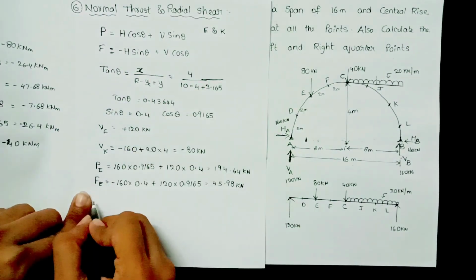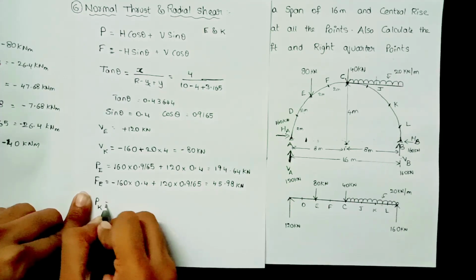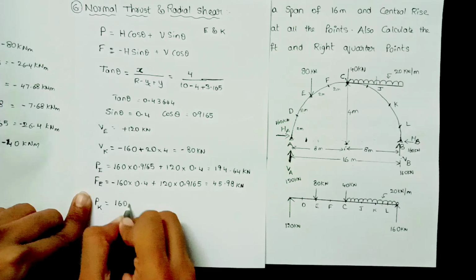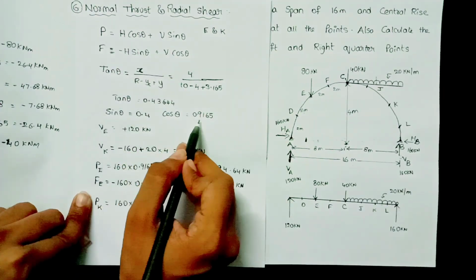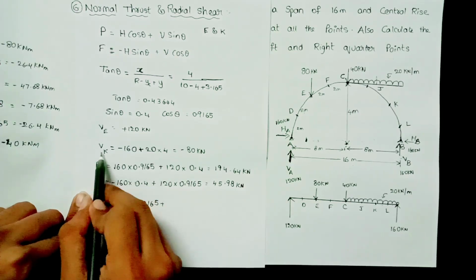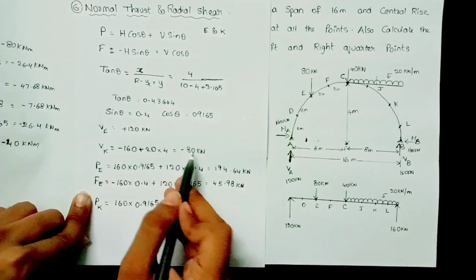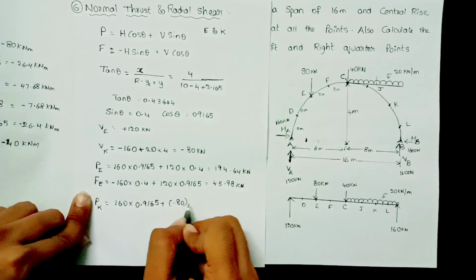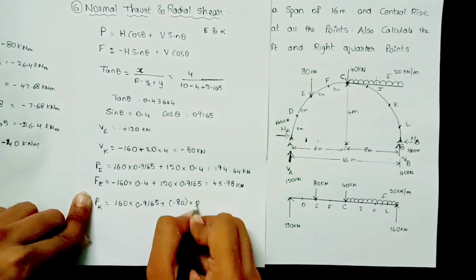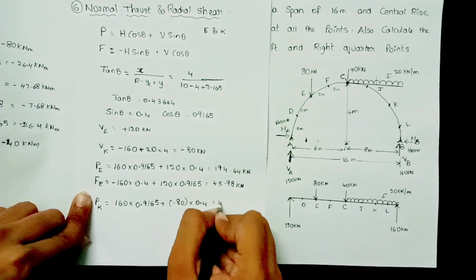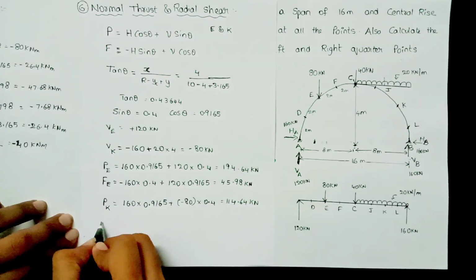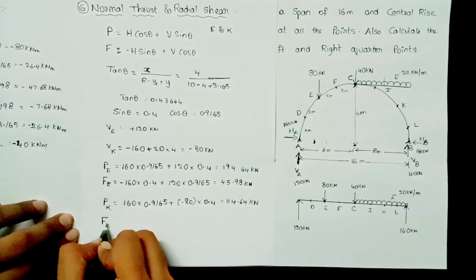Similarly, calculate normal thrust at point K. It is again the same formula, H cos theta. H is 160, it is common. Cos theta is also the same, 0.9165, whereas the shear force at K will change. So this is minus 80, that is VK, into sin theta is 0.4. So it is 114.64 kilonewton.